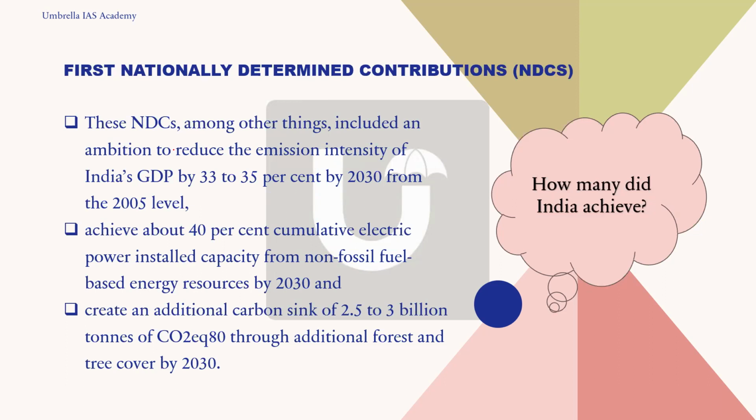First, nationally determined contributions. You already know there were some first nationally determined contributions in 2015. We said that we will achieve this: for example, 33 to 35% emission intensity reduction by 2030, or 40% cumulative electric power, and we said that we'll add almost 2.5 to 3 billion tons of CO2 equivalent additional forest as an additional sink. Tell me, in that review, they have mentioned that we have achieved certain things. So tell me what we have achieved.